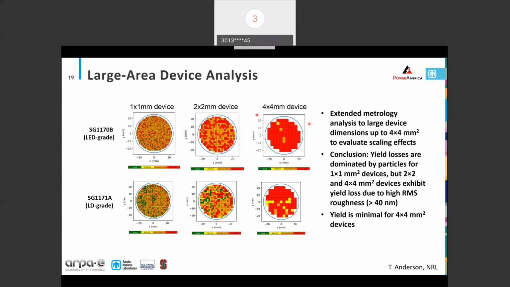This is an example with so-called LED grade wafer that contains these dot cores, or bundles of dislocations, on about a 1 millimeter square grid, versus this laser diode grade, which does not have that. You can see, for different areas, 1 by 1, 2 by 2, 4 by 4, what we might expect. You see a little more green for this LD grade wafer. And again, RMS roughness as well as particles can contribute to this type of analysis.